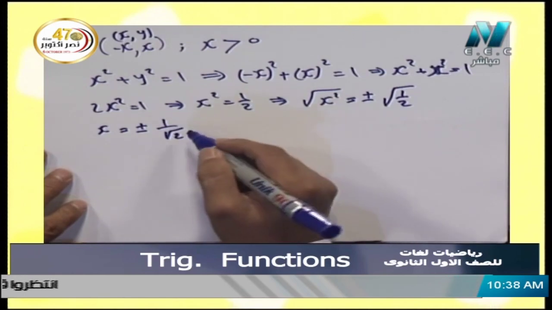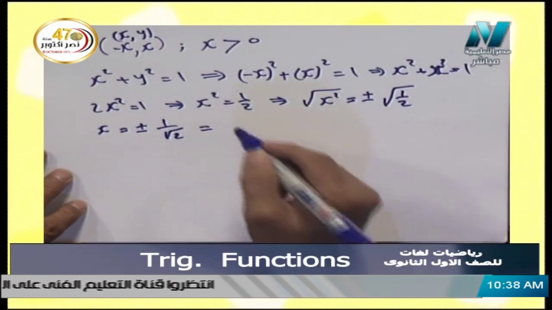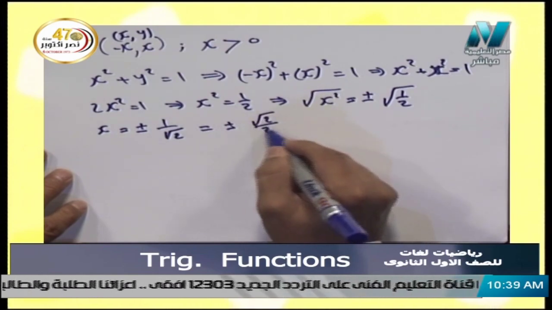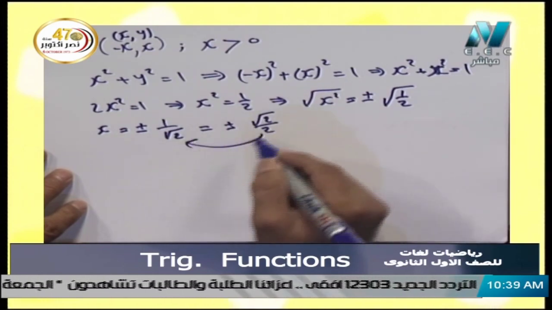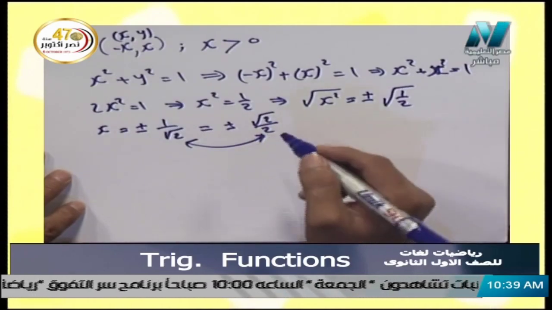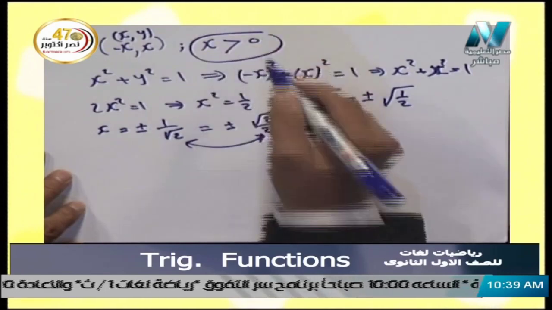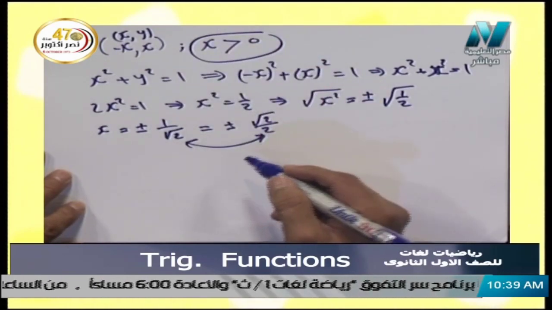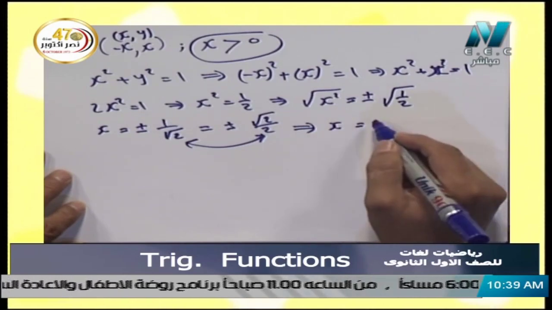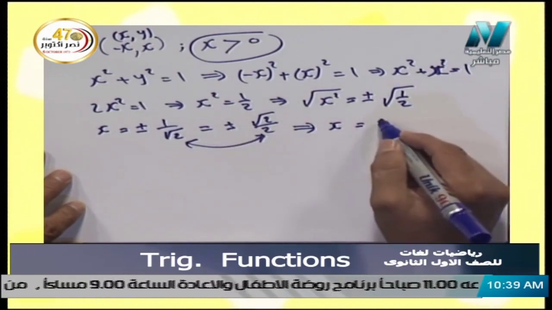If we put it in the calculator, it will give you root 2 over 2. It's the same. This number is the same as this number, but here in simplest form. Okay, and we know the condition that x must be a positive number. So x here will be the positive 1 over root 2.